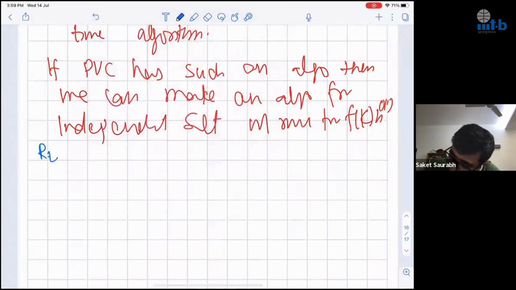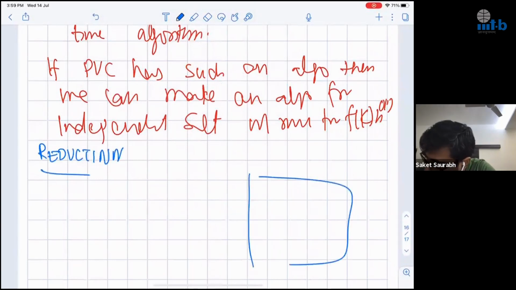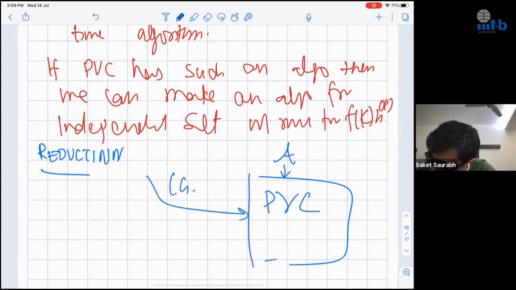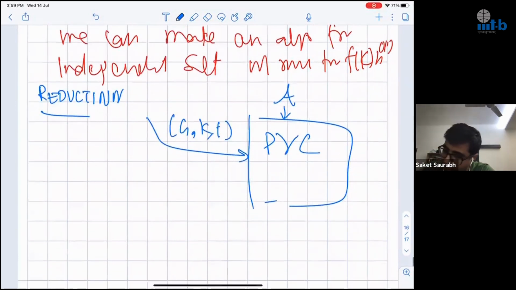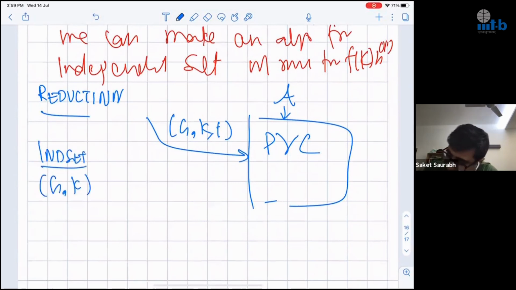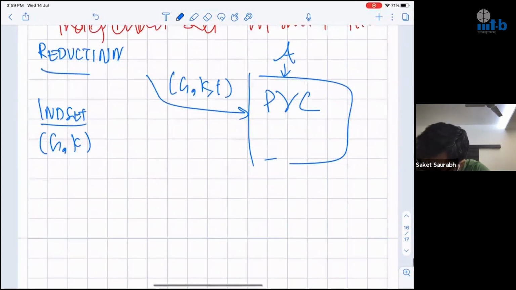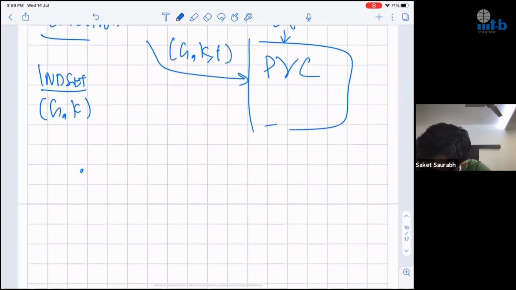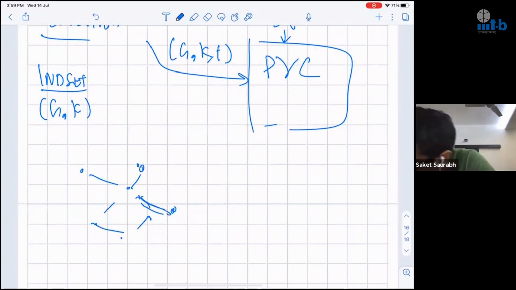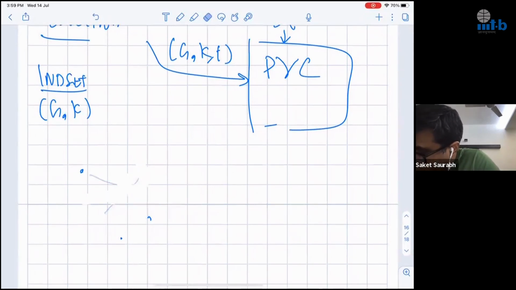Okay. So here's my algorithm for partial vertex cover. It needs to take input G, k, and t. Now I have an independent set instance G, comma k. I do something to it. Suppose this is my graph. Okay, now let me do something concrete so that you will understand. Let me not be hand-wavy.